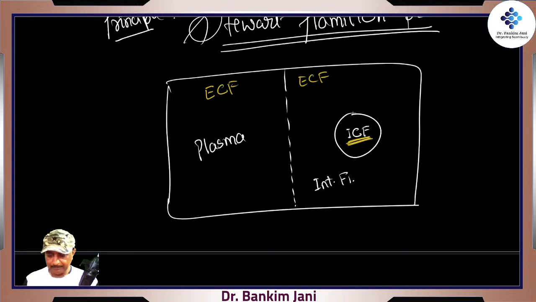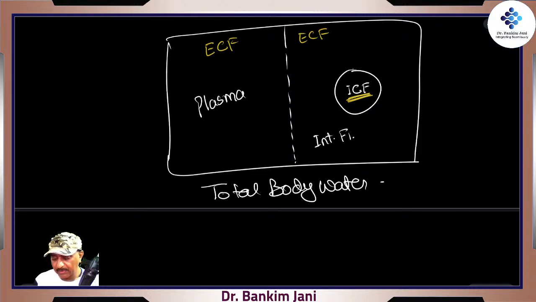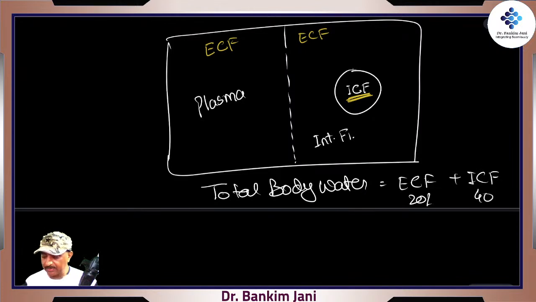Because ECF is a combination of interstitial fluid plus plasma. All good? The total of ECF plus ICF is total body water. When we were telling the total body water, it is 60%, out of which ICF is 40 and ECF is 20, and that's the total of it. So it is ECF plus ICF. So this is 40, this is 20%, so total is 60%. That's how things go.